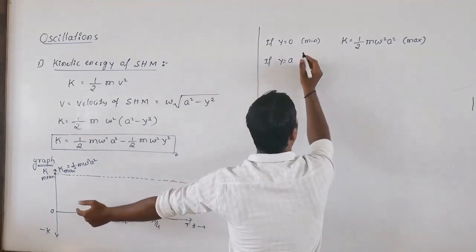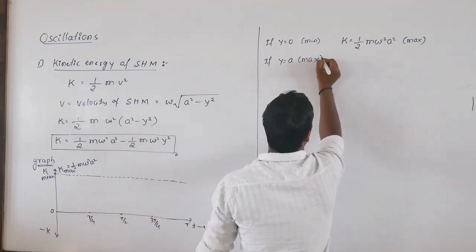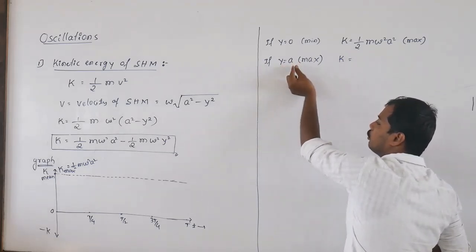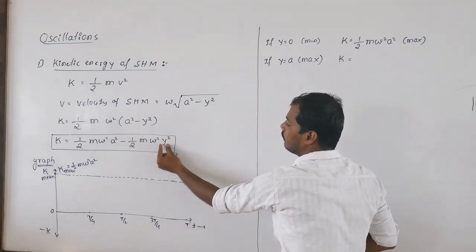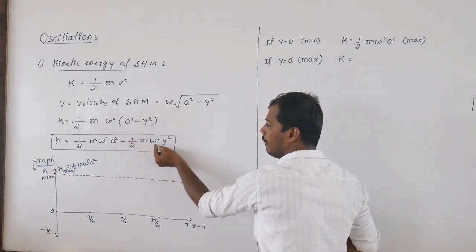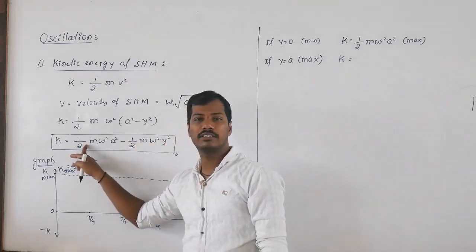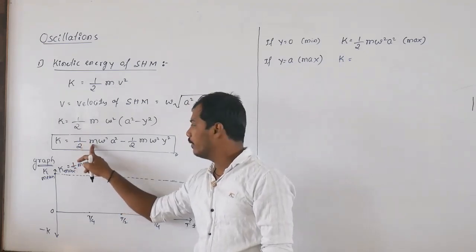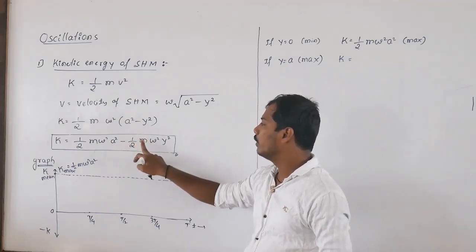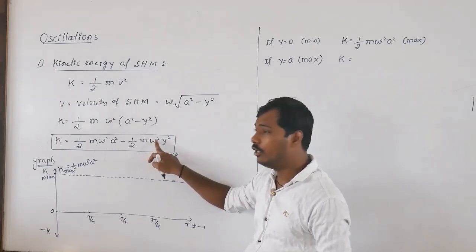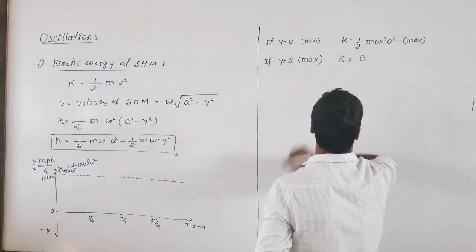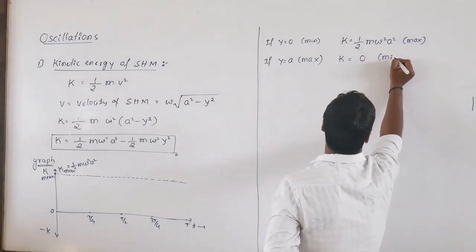Then at the extreme position, y is equal to a, this is the maximum. Then what about the kinetic energy? Substitute the value of y equal to a in this equation. It becomes 1 by 2 m omega square into a square minus 1 by 2 m omega square into a square. Then these two get cancelled. If these two get cancelled, then the kinetic energy is 0. Now the kinetic energy is minimum.